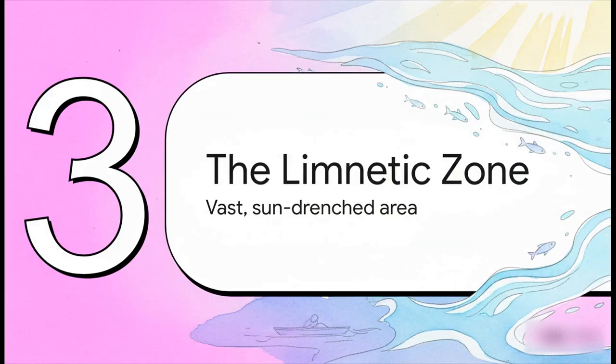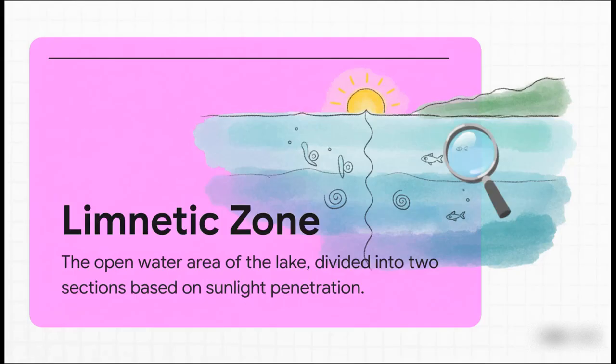All right, let's push off from the shore and head out into the vast, open water. This is the limnetic zone, the great blue expanse of the lake. So, the limnetic zone is simply all the open water away from the influence of the shore. But here's the crucial point. It is not one uniform area. It's actually split vertically into two completely different worlds, and the one thing that divides them is sunlight.